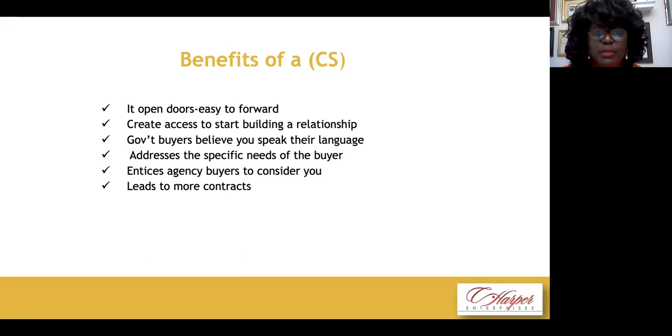Remember, everything in the government space is a bid, and there's a buyer looking to procure your product. Yes, your product. The government buys everything from water to vehicles. In fact, the government is the number one buyer in the world. So you are doing the right thing by entering the government market. It also entices agency buyers to consider you once they realize they understand this business. And then it leads to more contracts. And that's what we all want, more contracts.